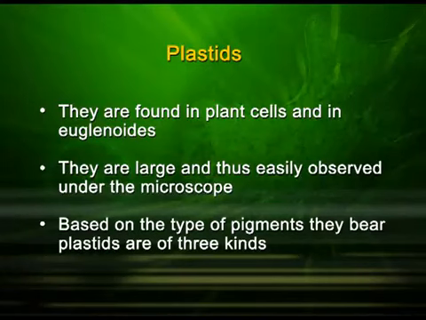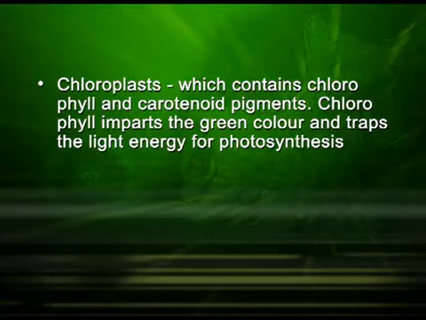Another organelle which is bound by a double membrane and found in plant cells is the plastid. The plastids are large and thus easily observed under the microscope. Based on the type of pigments, the plastids are of three kinds. First, the chloroplasts. These contain chlorophyll and carotenoid pigments. Chlorophyll imparts the green color and traps the light energy for photosynthesis during the light reaction of photosynthesis.